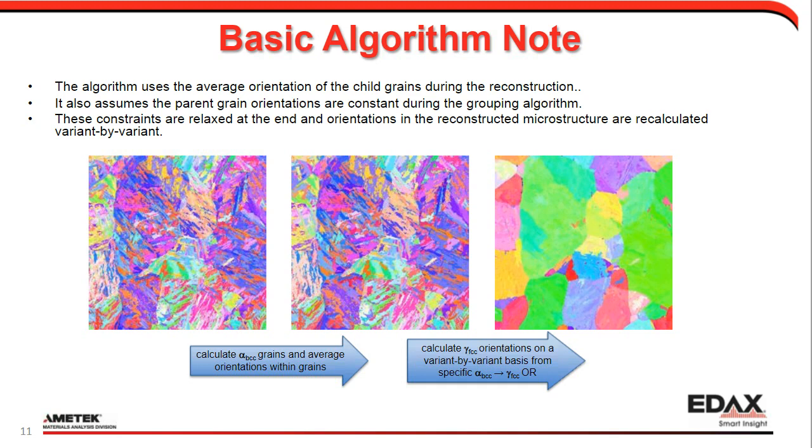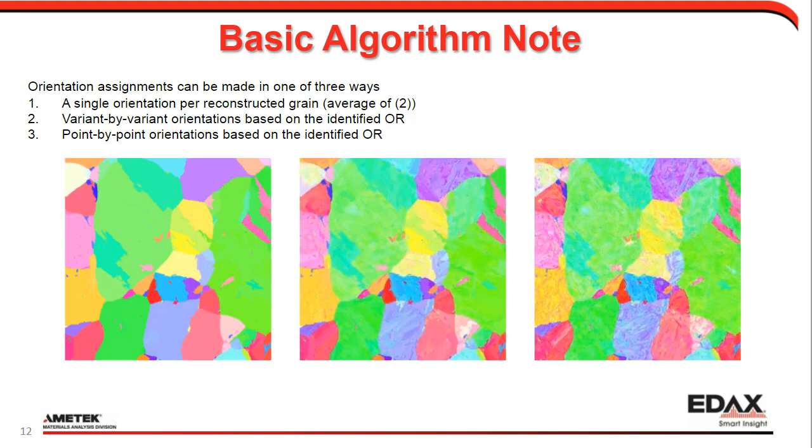And I'll show some more examples of that. The microstructure on the left is where we start, and then we go back and look at each child variant. If you want, you could go on a point-by-point basis, using the identified orientation relationship at each point to reconstruct the microstructure that way. There are some arguments as to which of these I would prefer. There are times when I think the figure on the left is good, and other times when I think the figure on the right is better. I'll show one example of why I think the figure on the right is interesting.